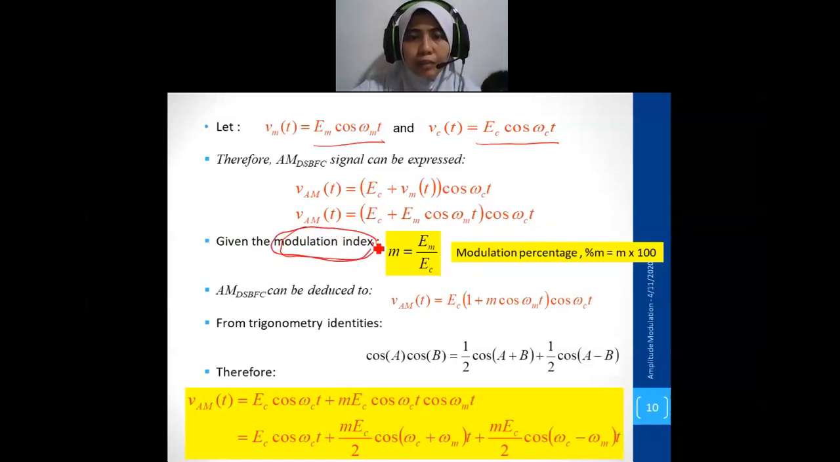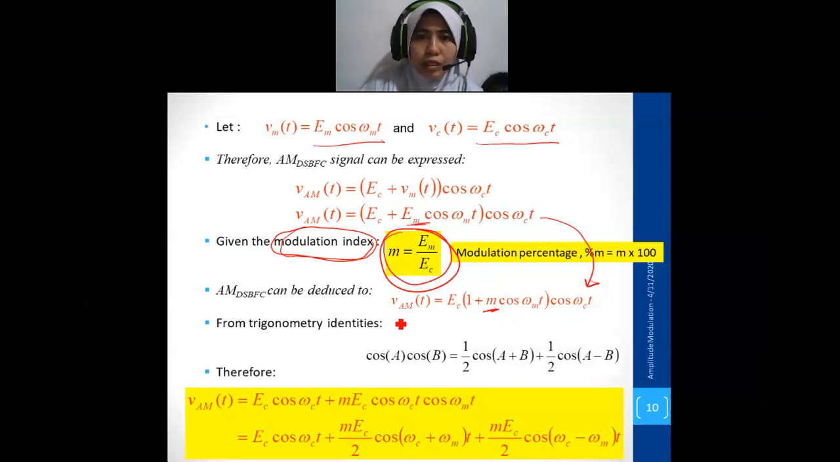In the modulation, we have the modulation index, one of the important parameters. For amplitude modulation, the formula of the modulation index is EM over EC, because for frequency modulation, the equation is different. From here, it can be deduced to this one, because we change this EM into M, which means we put out the EC. So we will get this formula.